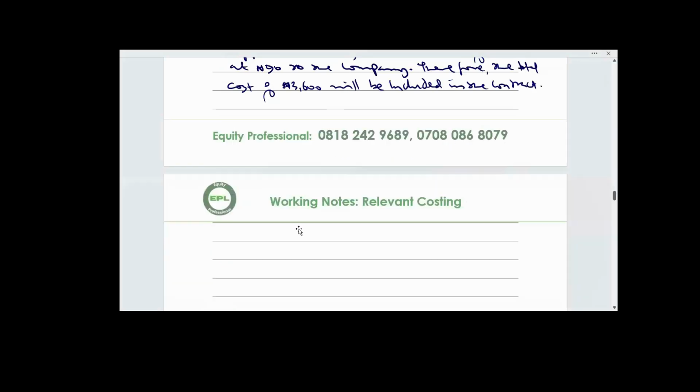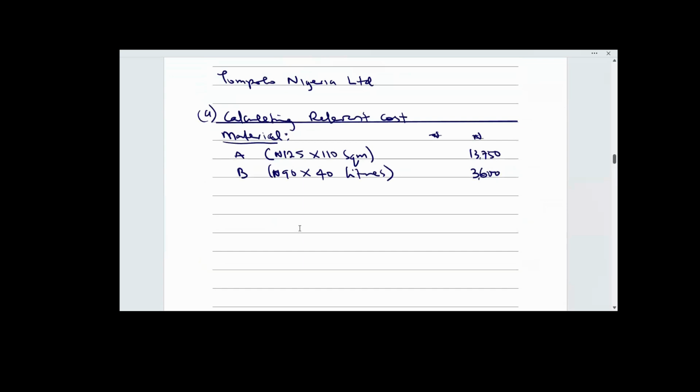I will then come here. Components. 60 components multiplied by 500 naira. That should give us 30,000 naira. Am I correct? Yes, it should.